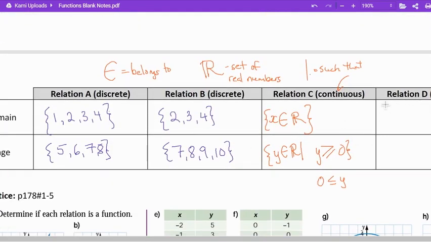All right, so in this case, we always start with a set of curly brackets. And because it's continuous, we're saying x belongs to a set of real numbers such that, what was our restriction? Well, the relation only exists where x is equal to or greater than 0. Whereas for the range, there are no restrictions. y belongs to the entire set of real numbers.